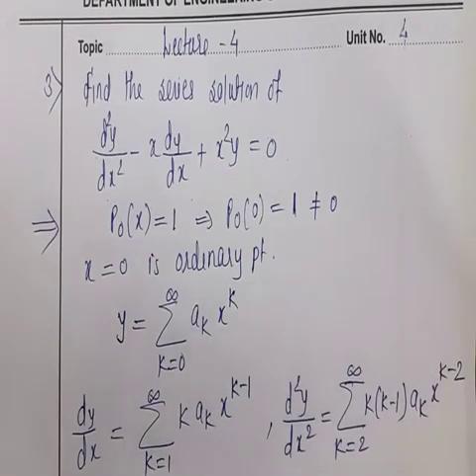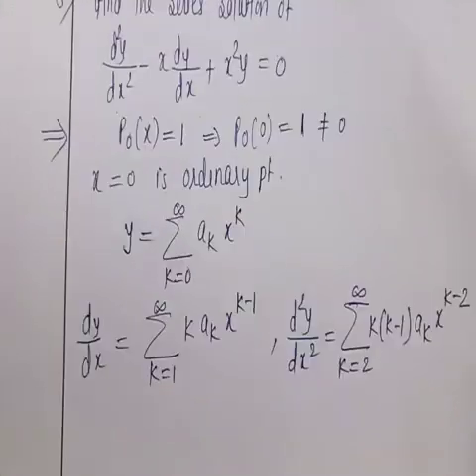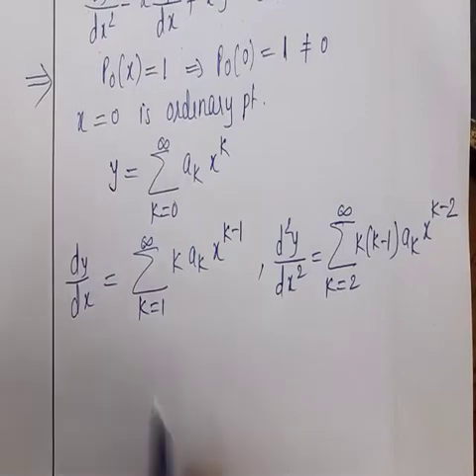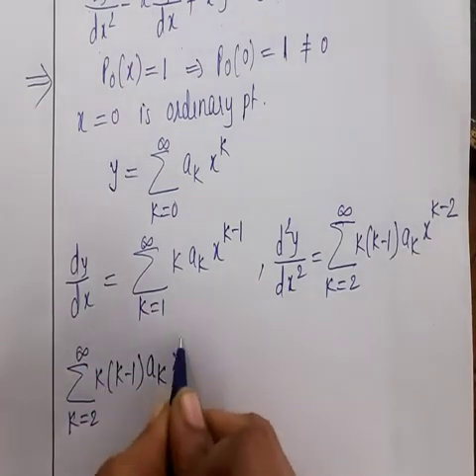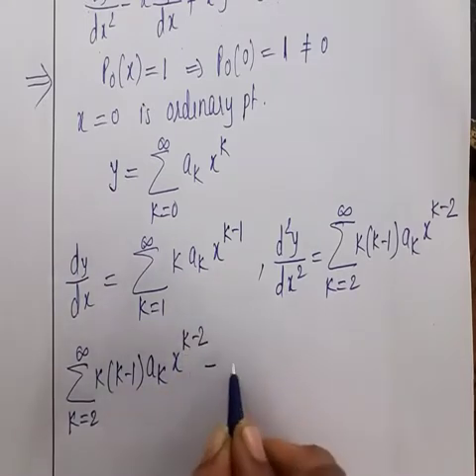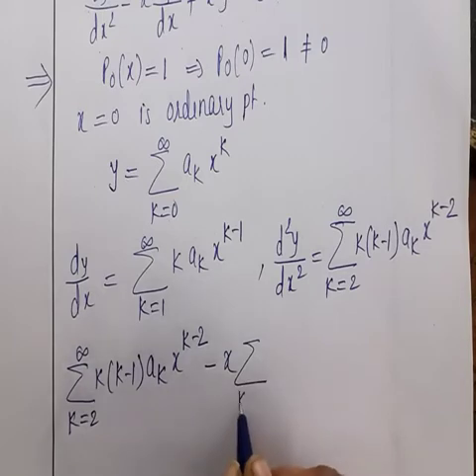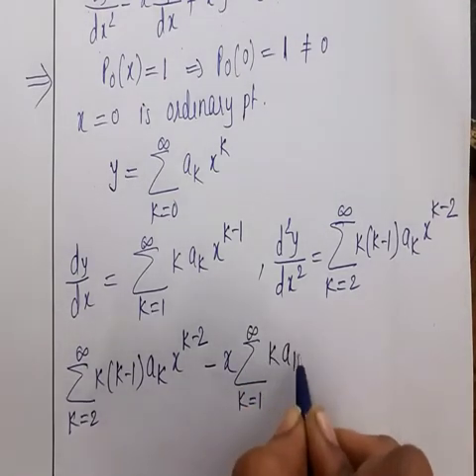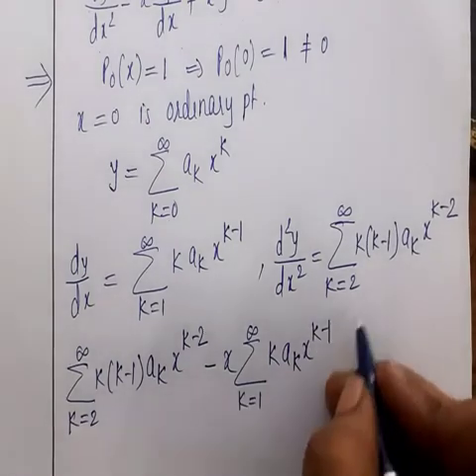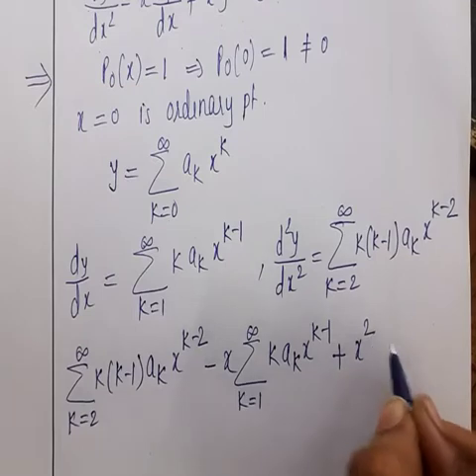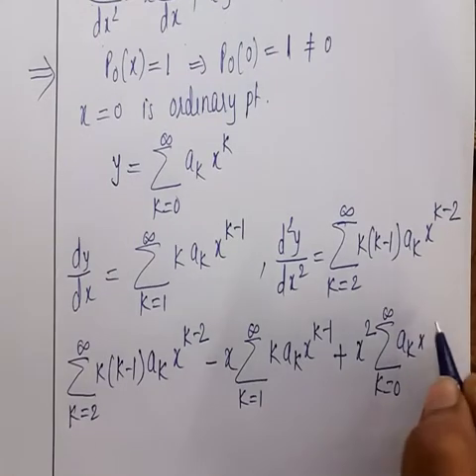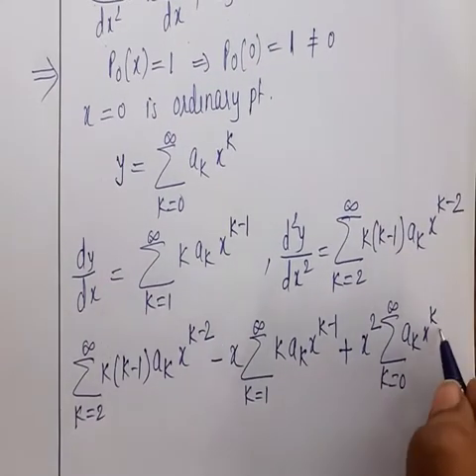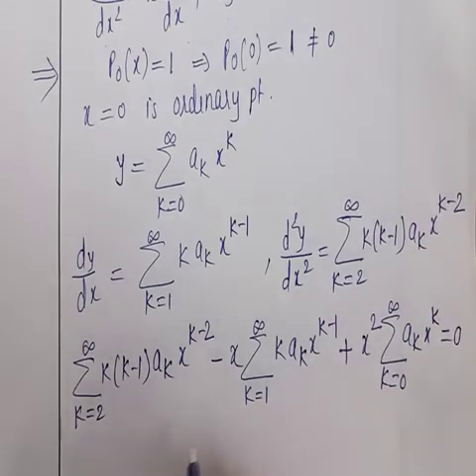Now substituting all the values in the given differential equation, the equation becomes: first term, summation k = 2 to infinity k(k−1) a_k x^(k−2), minus x times dy/dx, so summation k = 1 to infinity k a_k x^(k−1), plus x² multiplied by y, so summation k = 0 to infinity a_k x^k, and this is equal to 0.